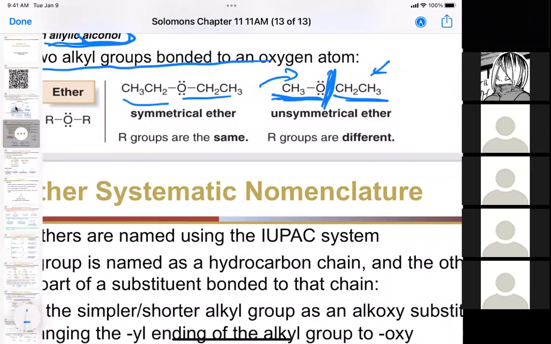Okay, so what I do is I actually literally draw a line where that oxygen is and note it. This side is going to be the something-oxy, and this side is going to be the parent chain. Whichever side's longer, if you have a difference. Okay.